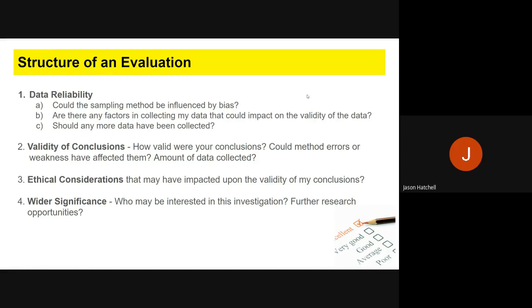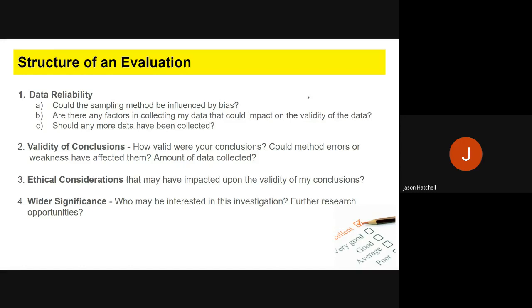Now, data reliability will make up the bulk of your evaluation. And what you are doing here is thinking about your sampling methods and whether or not they were accurate, what were the strengths and weaknesses of them, and could they have been influenced by bias. You're looking at the factors in collecting your data that could have impacted on how valid they were. So were you accurate? Did you follow the sampling correctly? Were you in the right locations? What time of day was it?